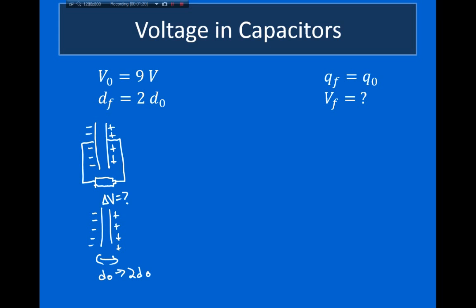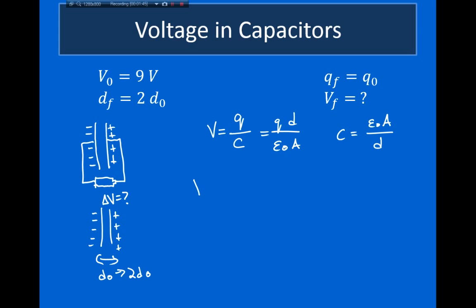So remember that the voltage difference between the plates of a capacitor is equal to the charge on the capacitor divided by the capacitance. And this is also equal to, because the capacitance is equal to epsilon naught times the area divided by the distance between them, Q times the distance between the plates divided by epsilon naught times the area.